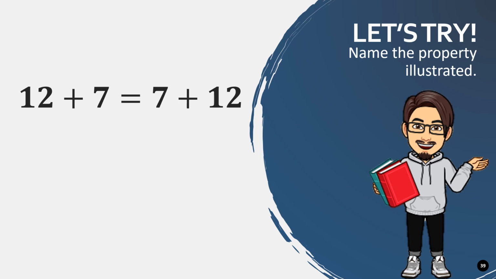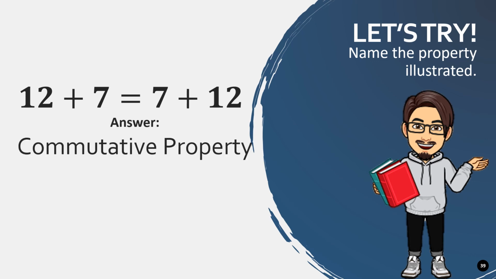12 plus 7 is equal to 7 plus 12. What property is that? You're right. We got the commutative property. Specifically, this is commutative property of addition. Good job. Next.